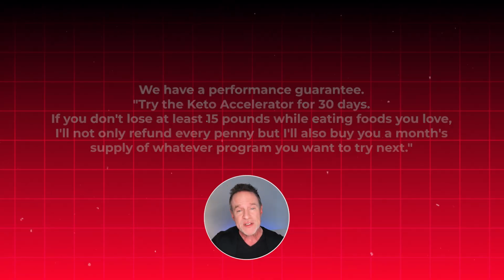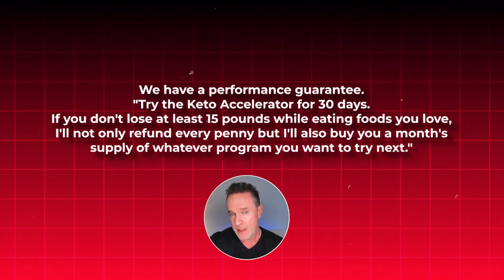Now, element number 8 is risk reversal. It's very important. Super boring if you say just money back guarantee. But try this. We have a performance guarantee. Like try the so-and-so accelerator for 30 days. And if you don't lose at least blank while eating the food you love, I'll not only refund every penny, but I'll also buy you a month's supply of whatever, or do something to really go over the top. That's powerful if you can do it. And that's how you also eliminate objections.